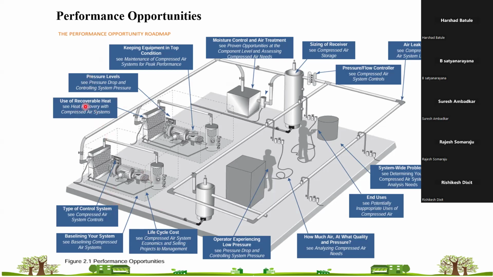Then use of recoverable heat. From a compressed air system we can generate hot water, and all this can be used. Then pressure levels. Where is the application of the hot water which has been recovered with the waste heat recovery from the compressor?